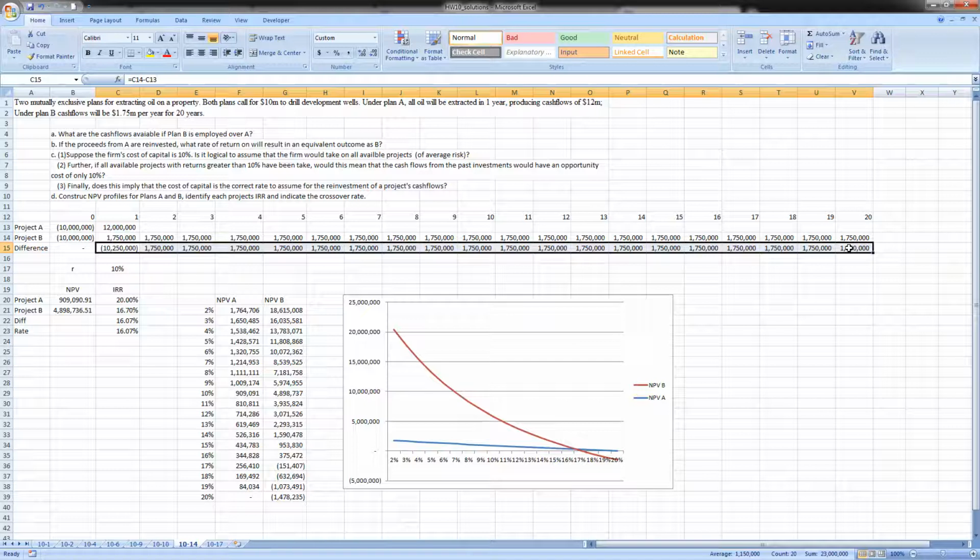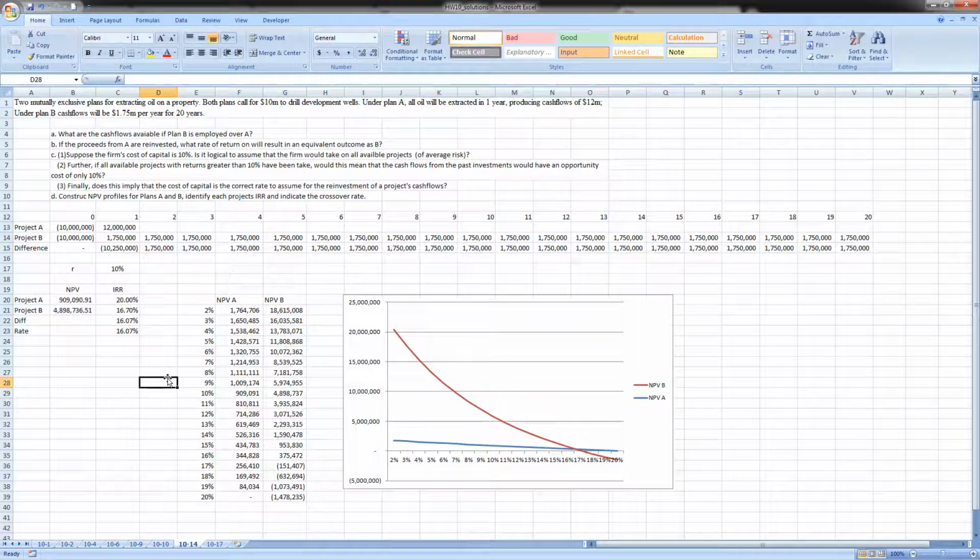So would we invest in all projects? Yes. Why? Both provide a positive NPV. Obviously, B is preferred over A. Does this mean that this is the correct cost of capital? Yes. If we assume the risks are the same, then the discount rate is appropriate to compare between the two projects.